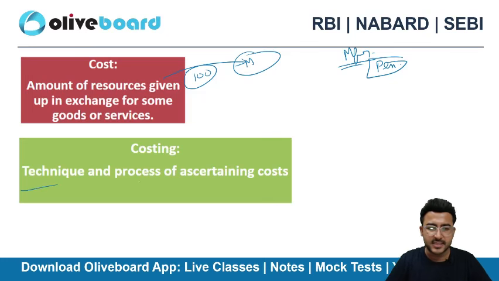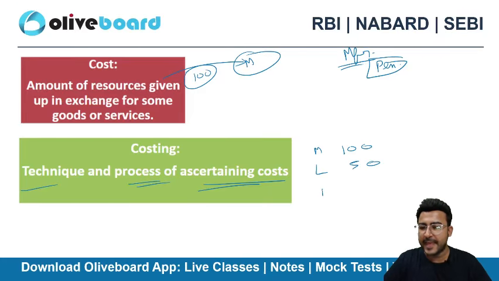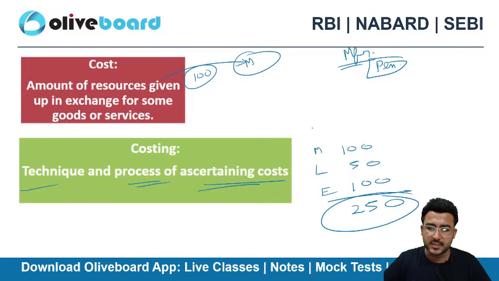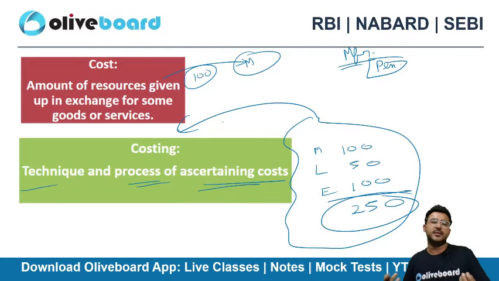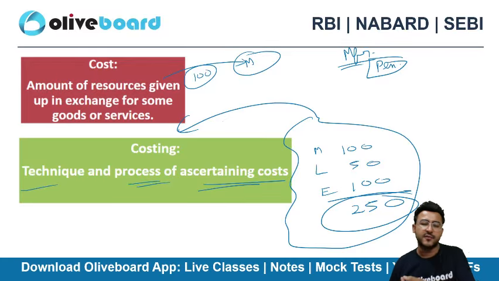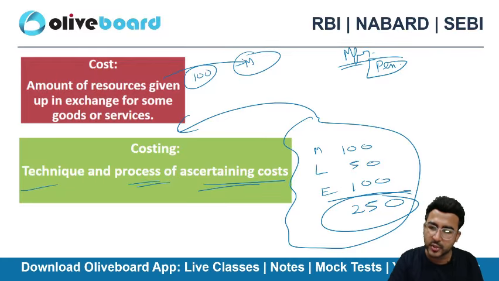So there is a process, a technique of arriving at the cost. Let's suppose material is worth 100 rupees, labor is worth 50 rupees, expense is worth 100 rupees. So 250 rupees is the cost. This methodology of computing cost, this technique, this process of ascertaining cost is nothing but costing.